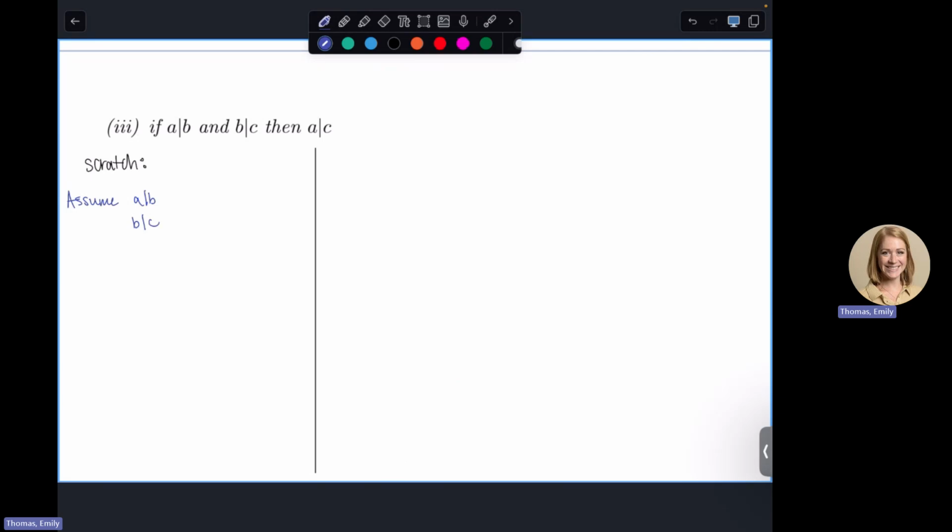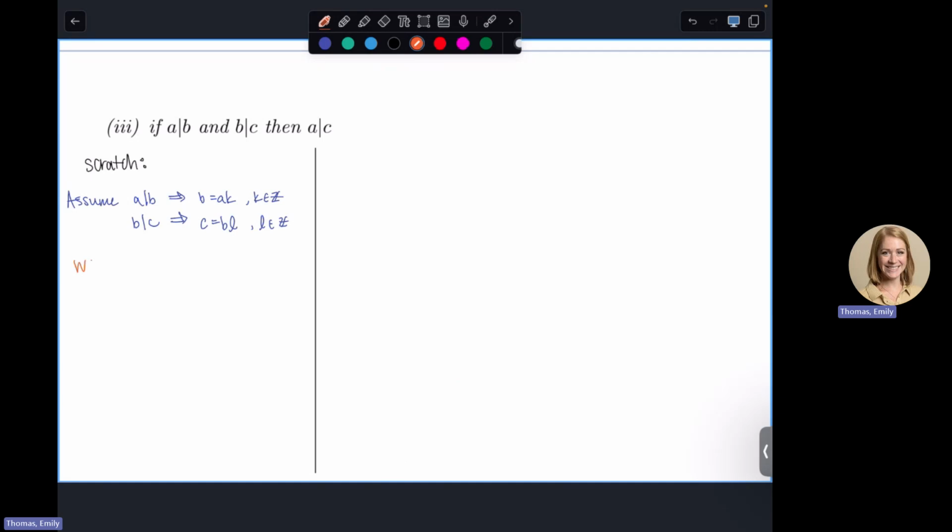What do we get to assume if A divides B? Since A divides B, what do we get from that? B equals A times K for some integer. Okay. What about B dividing C? What do we get from that? Use a different integer, but yeah. So C is equal to B times L for some integer L.